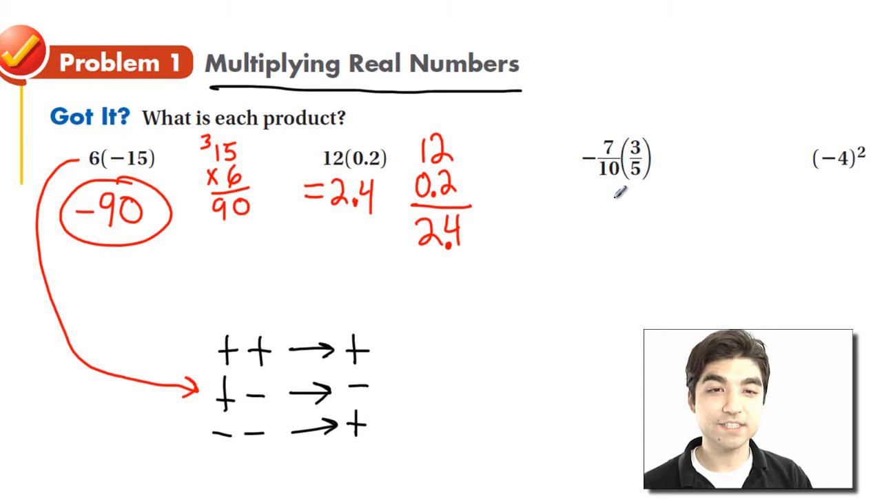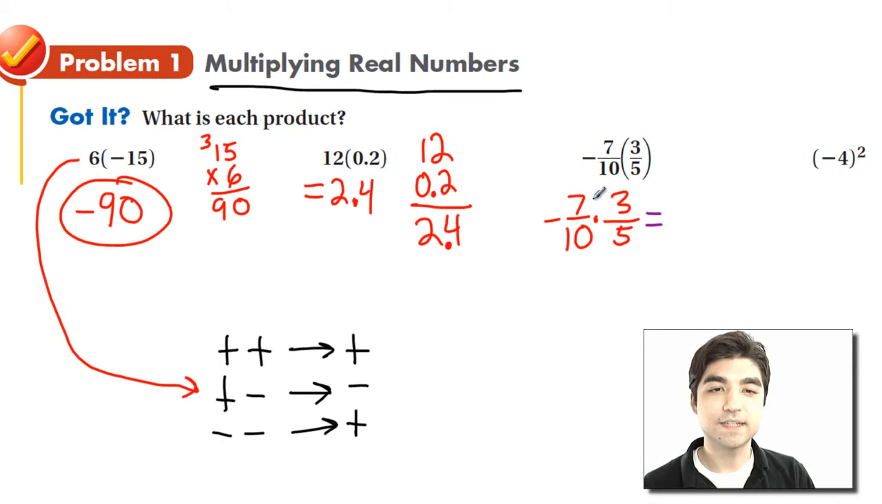Okay, let's look at these fractions. We got a negative and a positive. So that means that we're going to have a negative and positive equals a negative answer. So let me show you how to multiply fractions. So if you have 7/10 times 3/5, what you do is you multiply the tops and then you multiply the bottoms. Let me show you.